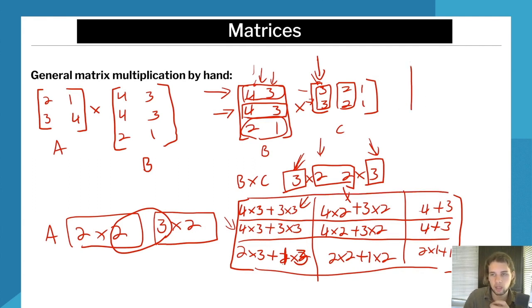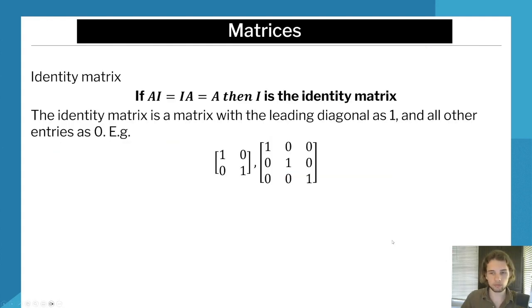If we multiplied A times B, you find out what the dimensions are, and then you say, okay, row 1, column 1, we multiply row 1 of A by column 1 of B. Row 1, column 2, row 1 of A by column 2 of B, etc.